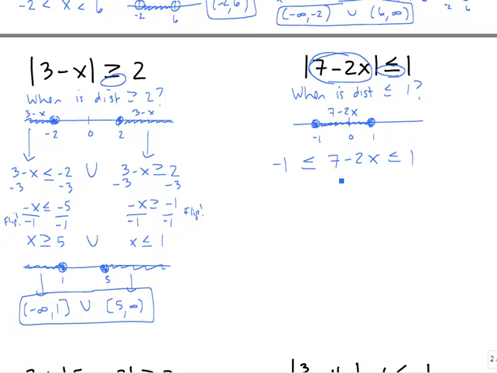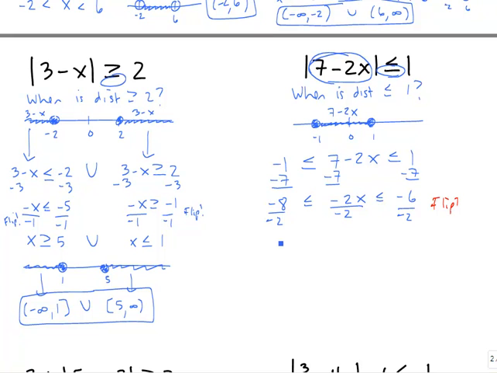Now to solve the triple inequality, we want to get x in the middle by itself. So first I would want to subtract 7 in the middle, on the left, and on the right. So we get negative 8 less than or equal to negative 2x less than or equal to negative 6. And then to finish solving for x, we'd want to divide by that negative 2. Notice that we are dividing by a negative, so we have to flip.